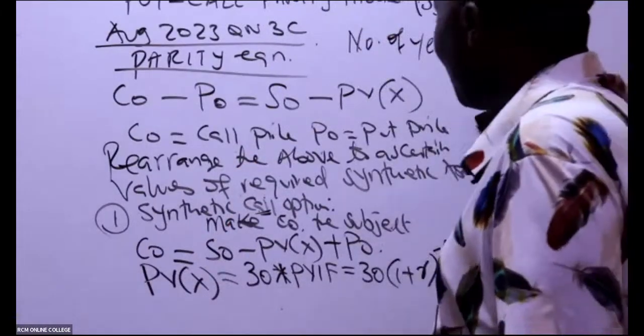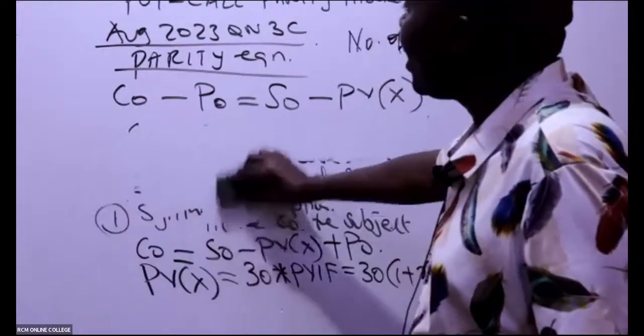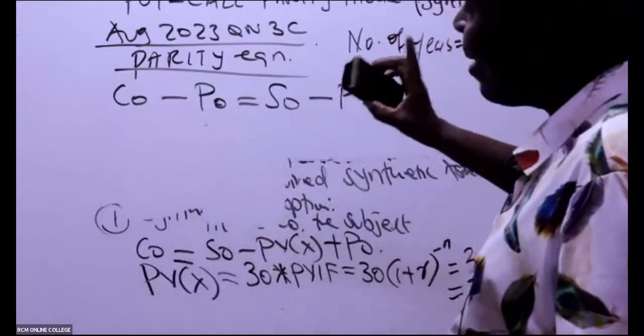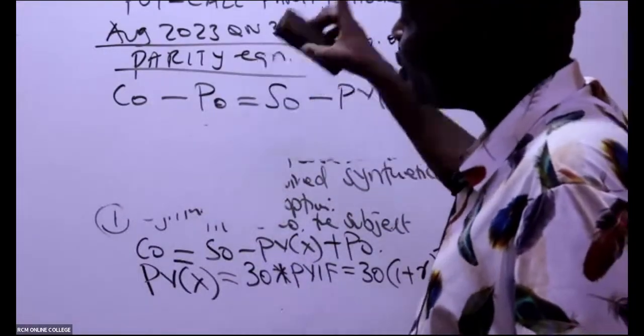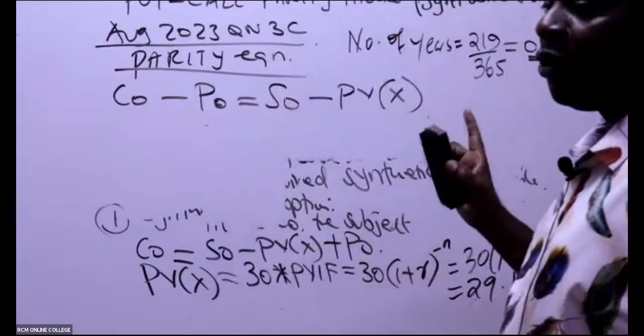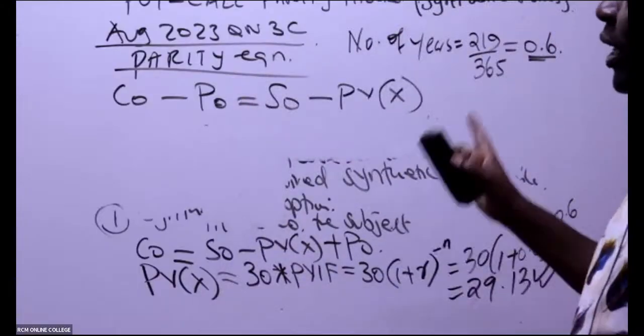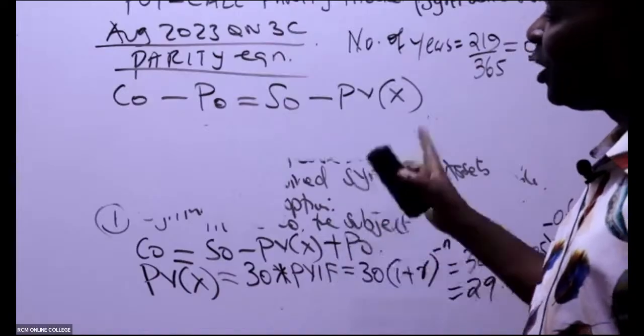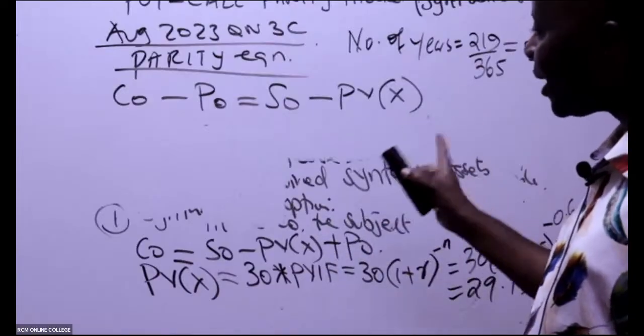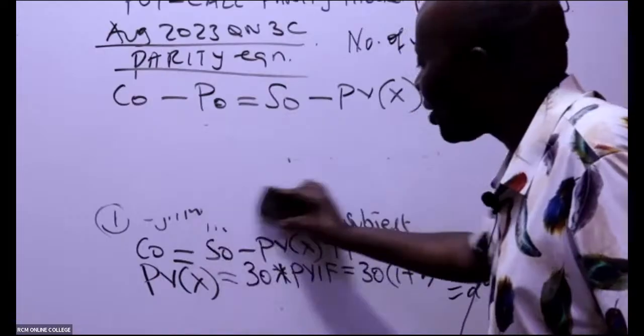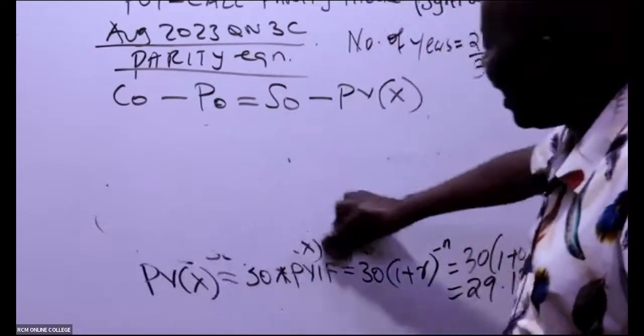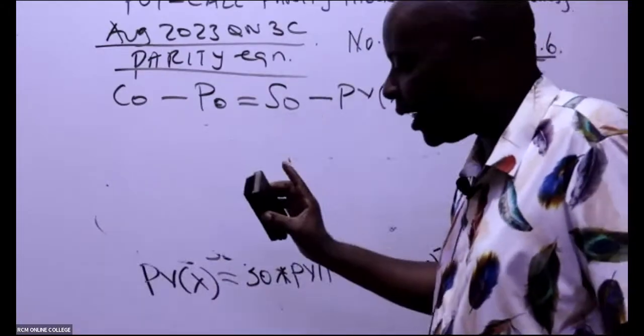So then let's get back here, ladies and gentlemen. We are saying that this is what we call the parity equation. This equation, you must cram it. It is CO minus PO equals SO minus the present value of the exercise price. You must cram that. And then now we go to the requirement.